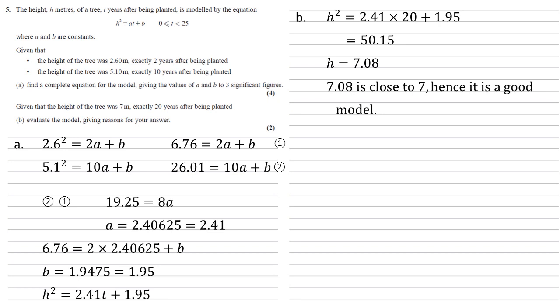For this question, we could also put the 7 in as h squared and worked out what t we would get out. Again, we'd get a t quite close to 20, so we get the same answer, that it's a good model.